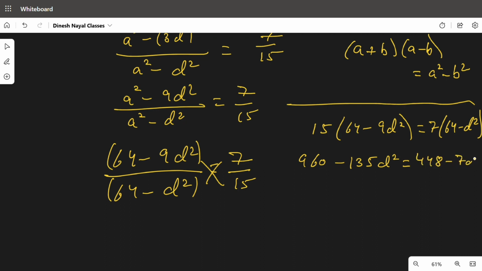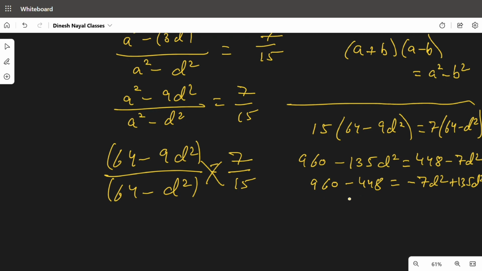minus 7d square. Okay, so now what you do is that you take 448 to that side. That will be negative. So 960, because over here is positive. Since we are taking it to the left hand side, that will become negative. Minus 448 equals, this is minus 7d square. Taking to that side is plus 135d square.